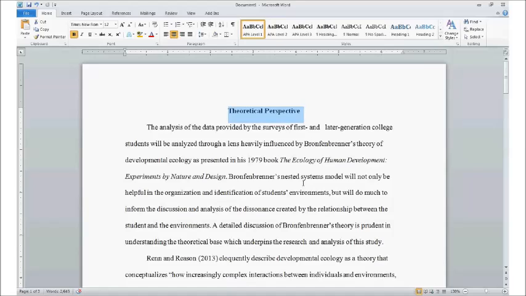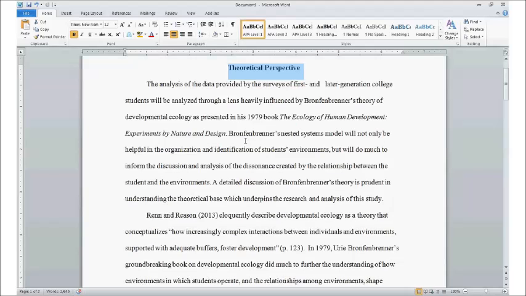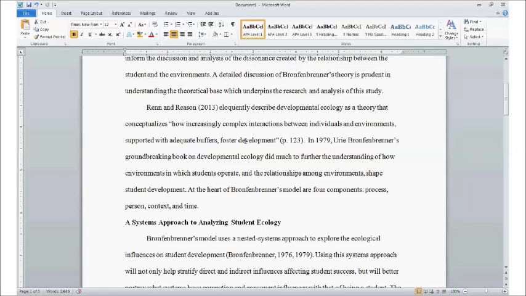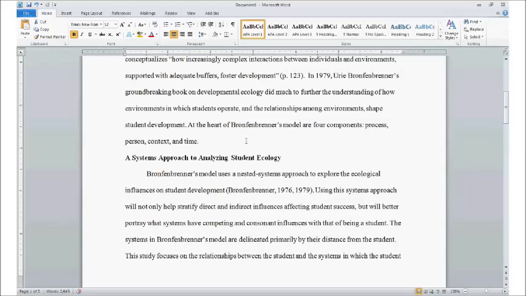So in this case, the heading of this section was theoretical perspective, and in this area I describe my theoretical perspective. I give concepts that support my theoretical perspective. I provide literature to build the argument for using this theoretical perspective. This is the largest of the headings, or the largest section within these headings. So the level 1 heading is really a high-level overview of what the subject might be. Now you can see I provide a little bit of information, and this is certainly truncated from the actual report, the systems approach to analyzing student ecology.